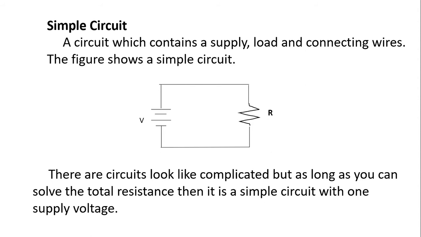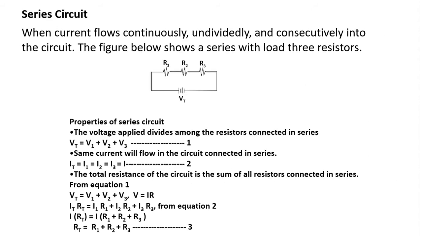Now there are circuits that look complicated, but as long as you can solve the total resistance, meaning you can get a total resistance, then it is a simple circuit with one supply voltage. A simple circuit can be connected in series, in parallel, or sometimes as a combinational circuit, meaning series and parallel. Now let me define the series circuit first.